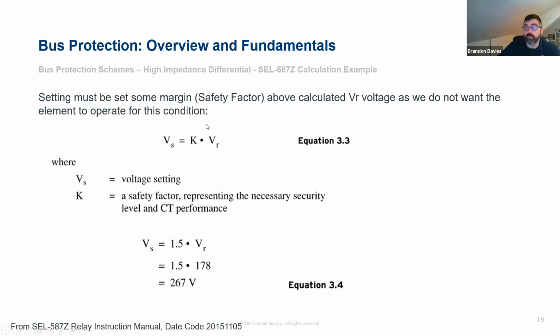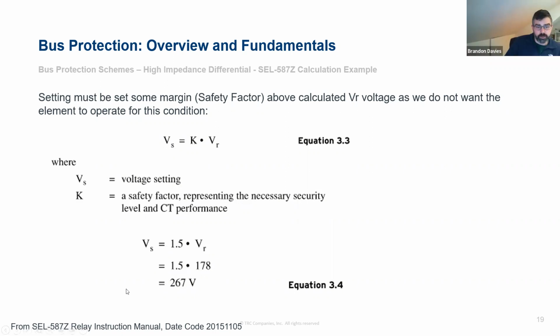So as we do with any protection element, we want to set some margin or safety factor above the calculated value for a setting. In this case, we know that 178 volts is the highest voltage we'll see for a condition we do not want to operate for. So we'll pick some safety factor to set our actual setting above that. In this example, we set it at 1.5 times, or 150% of the calculated VR, and that VS becomes our actual set point.